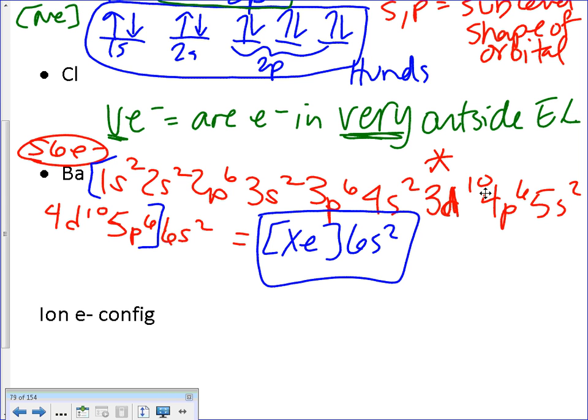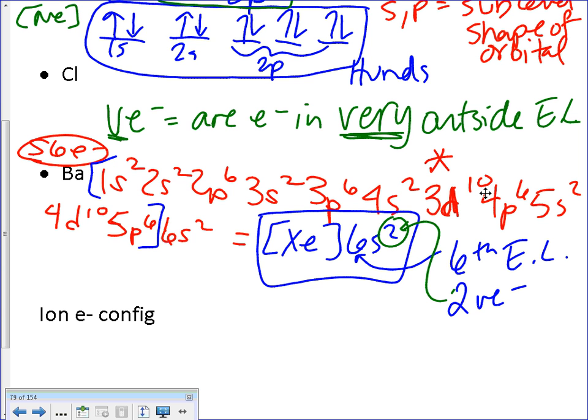Where are the valence electrons? What energy level are the valence electrons in? They're in the sixth energy level. How many electrons are in that level? 2 valence electrons. And you can actually tell that straight from here. That's the sixth energy level, and these are the 2 electrons in it. If you wrote up the longhand, you'd look for the last thing you wrote and say how many total are here. There are 2 electrons. So the two valence electrons are what you should denote from that.